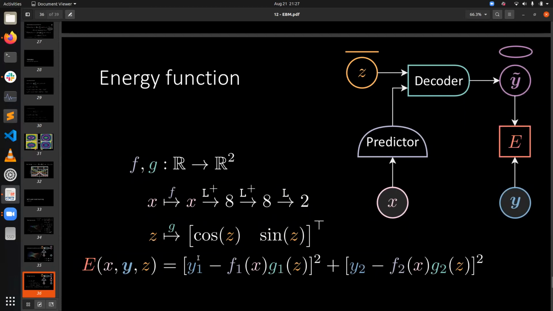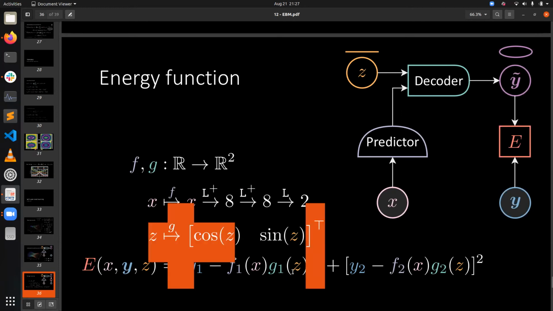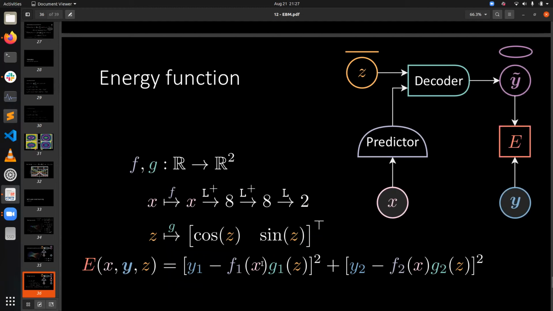As I've mentioned before, the energy function is the distance from the data point to the manifold, right? The Euclidean distance. And this is the point on the manifold. So this predictor is a standard neural network. It has 8 nodes in the first layer, 8 nodes in the second layer, and then 2. So this 2 is the y. As we have seen, y is a 2D vector.